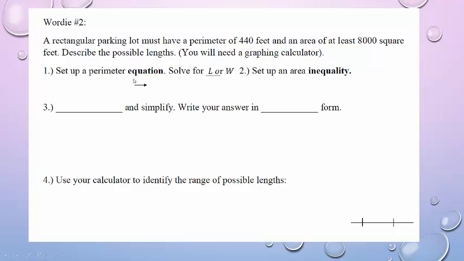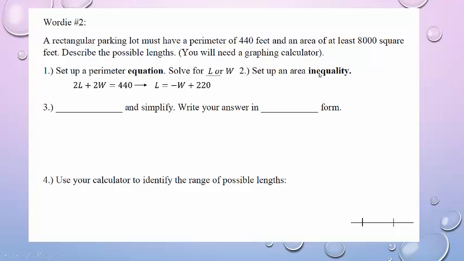So step one is we're going to set up a perimeter equation. Then we're going to choose: do you want to solve for L or W? It does not matter. You can find your W's or your L's. They just want one or the other. So perimeter for a rectangle is twice length plus twice width equals perimeter. And I'm just going to solve for L just because. You can solve for W if you want. It really doesn't matter who you call length and who you call width in this problem. So I set up my perimeter equation and I solved for L. I subtracted 2W and then divided everything by 2.